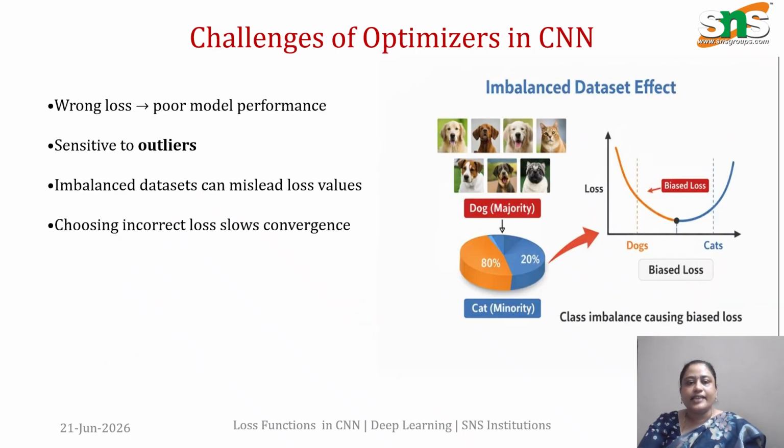Let's see the challenges. If the loss error is too high, the model performance is very poor. It is sensitive to outliers. Imbalanced datasets can lead to misleading loss values. Choosing an incorrect loss will slow the convergence. So we have to be very careful in choosing the right loss.